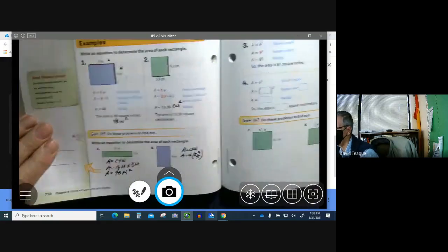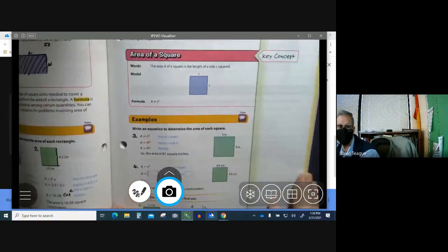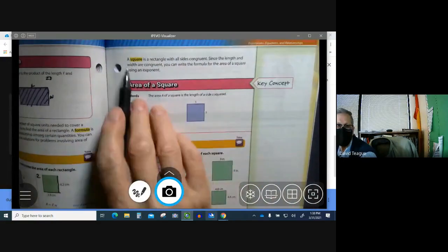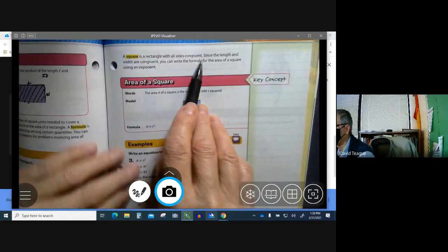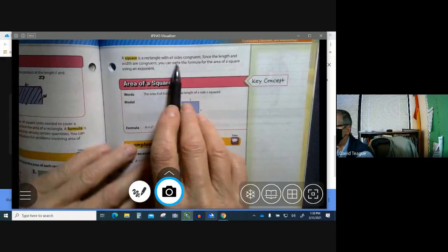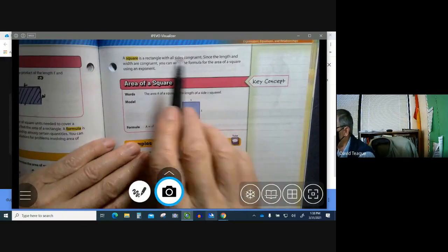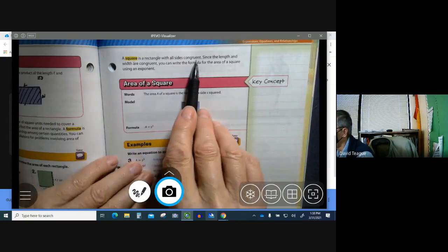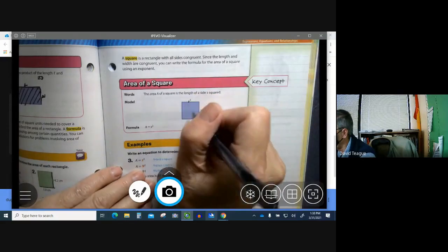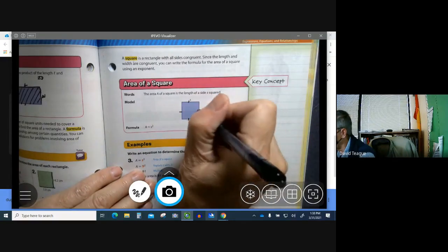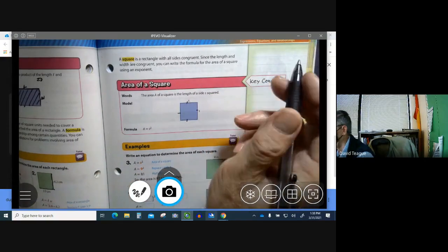Now we're going to go on to the next page, and we're talking about a square. A square is a rectangle with all sides that are congruent. So a square is a rectangle. Is a rectangle a square? No, it is not. A square's sides are congruent. Since the length and the width are congruent, this side is equal to this side, which is equal to this side and this side. And they're using s because that stands for side.